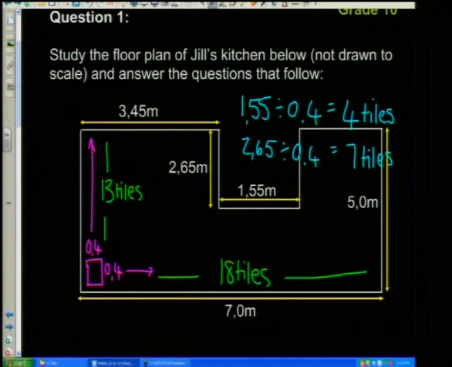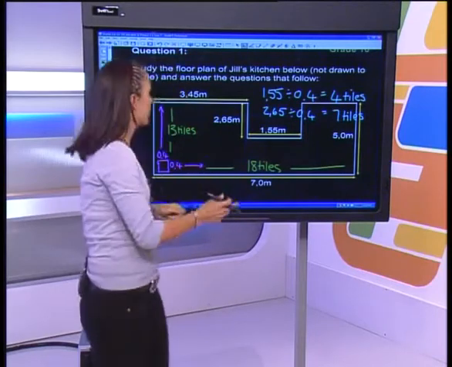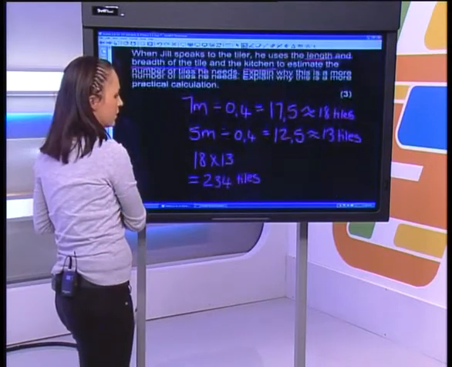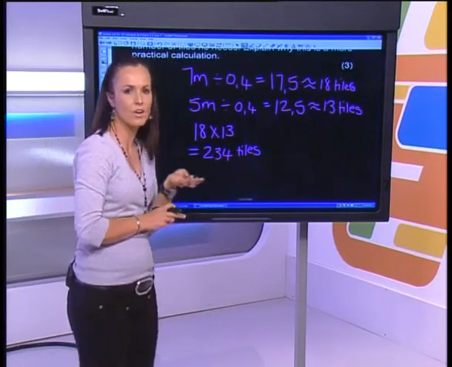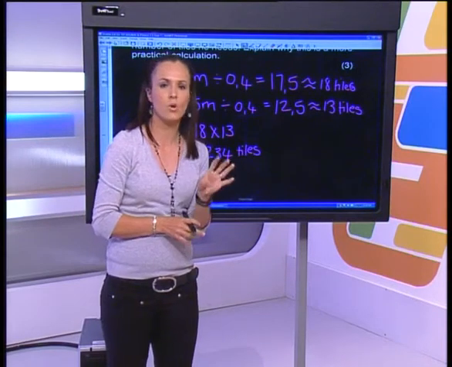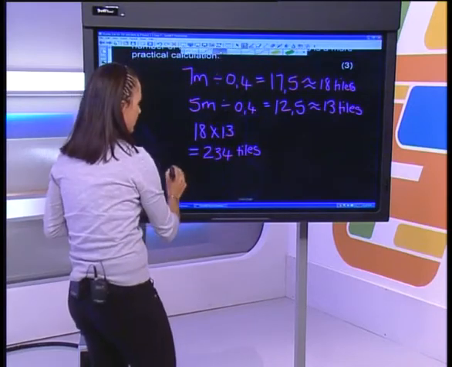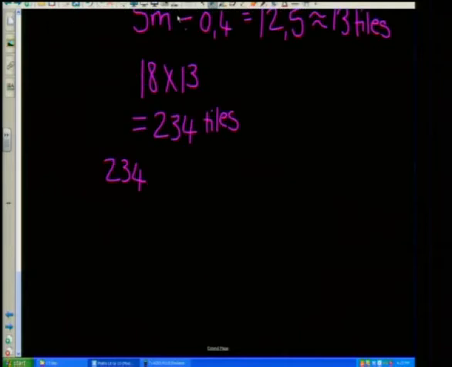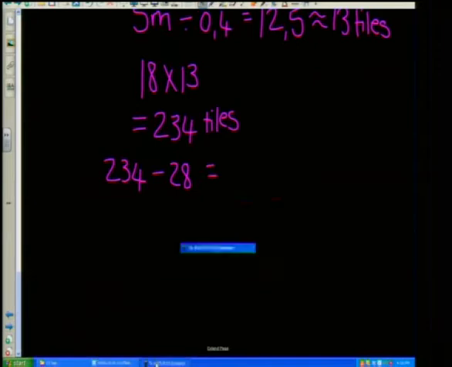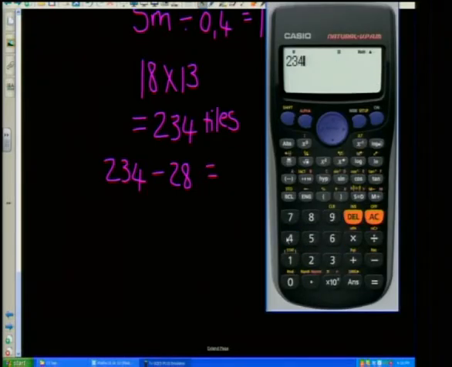7 multiplied by 4 is going to give us 28 tiles. Okay, so in that little block over there, there's 28 tiles that I now don't need. So in this calculation that I worked out down the bottom, which gave me my 234 tiles for the entire floor, 28 of those I don't need anymore, not part of the floor area, so we're going to take that away. So 234 minus 28 tiles. Okay, so grab your calculators. Right, 234 minus 28 gives us 206 tiles.